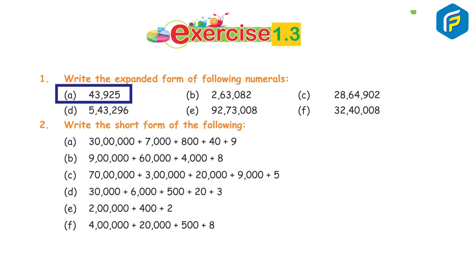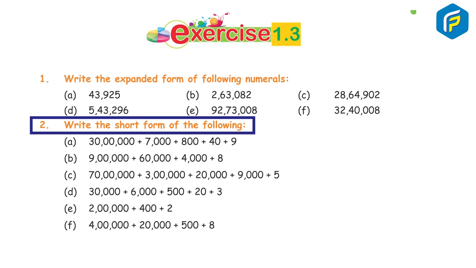40,000 plus 3000 plus 900 plus 20 plus 5. B. 2 lakh plus 60,000 plus 3000 plus 0 plus 80 plus 2. C. 20 lakh plus 8 lakh plus 60,000 plus 4000 plus 900 plus 0 plus 2. D. 5 lakh plus 40,000 plus 3000 plus 200 plus 90 plus 6. E. 90 lakh plus 2 lakh plus 70,000 plus 300 plus 0 plus 0 plus 8. F. 3 lakh plus 20,000 plus 40,000 plus 0 plus 0 plus 0 plus 8.